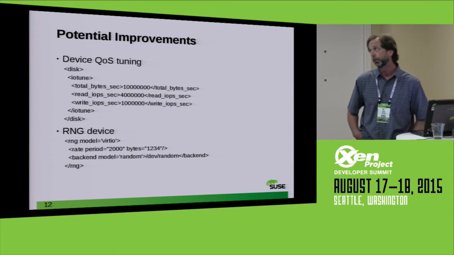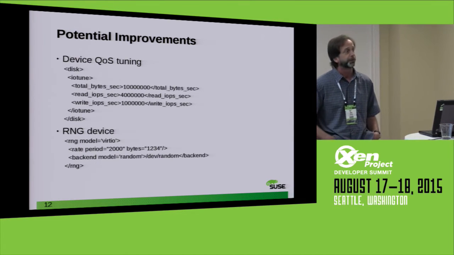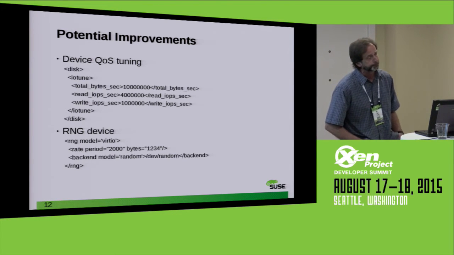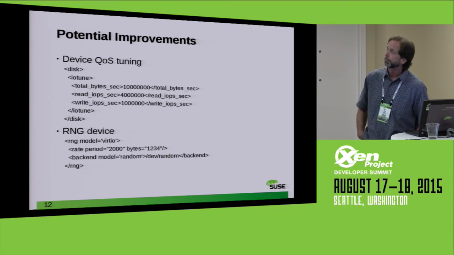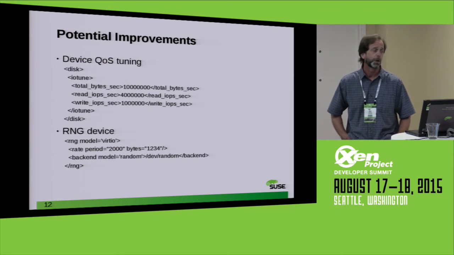Another nice thing the QEMU driver has that I'd like to get in the Libxl one is some QoS knobs for disk devices and network devices. There are pretty expressive ways to specify this configuration in Libxl, but none of it is wired up in Libvirt.